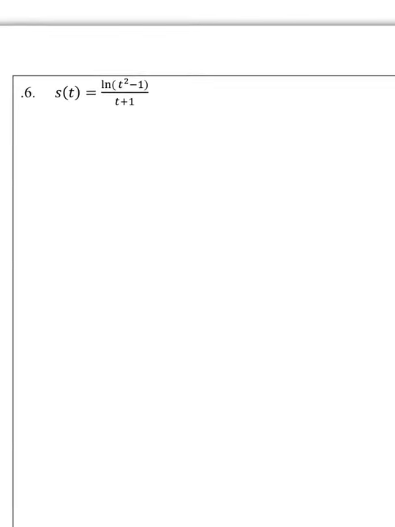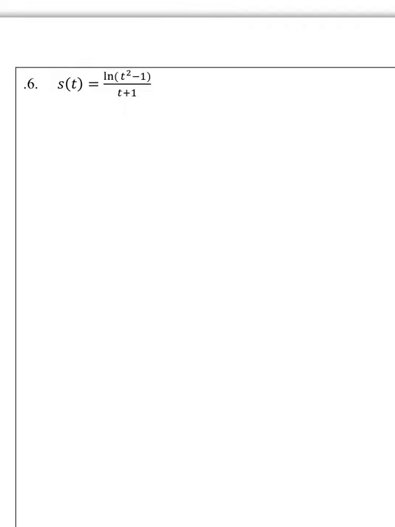We really didn't get to this in a couple of classes here and there. We were able to at least set it up, but we're going to start from scratch. All right, so the big picture for this one is, take a look at that divide there. We're going to be using the quotient rule.